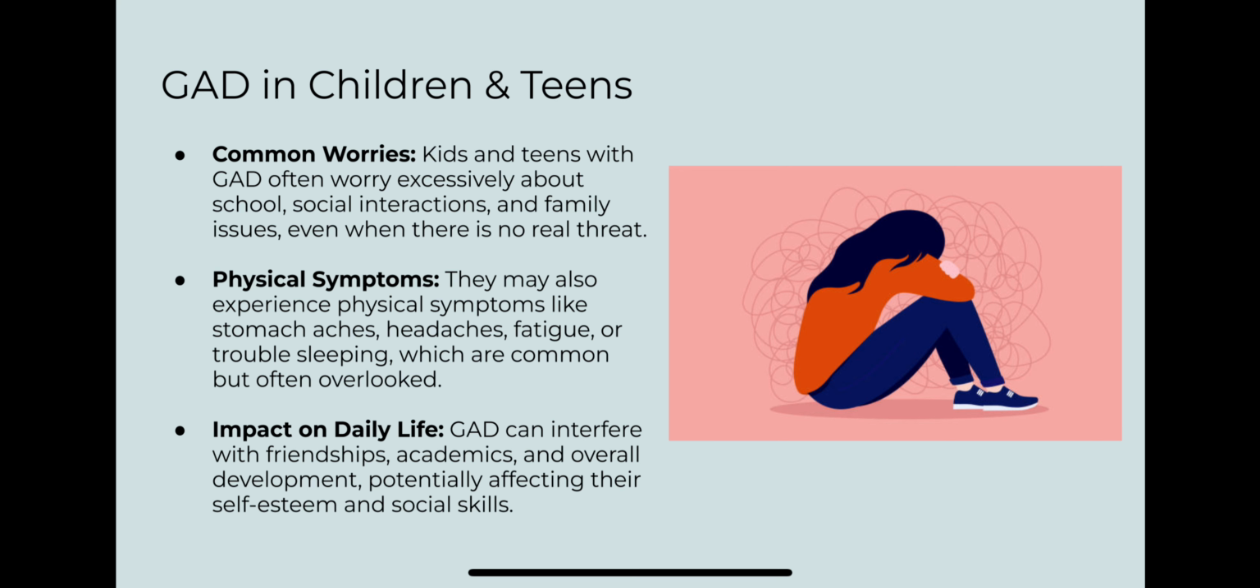So, common worries are that kids and teens are often worrying a lot about school and social interactions and family issues, pressure, grades, relationships. Even if there is no real threat, they're still worrying about those things. A lot of kids are.